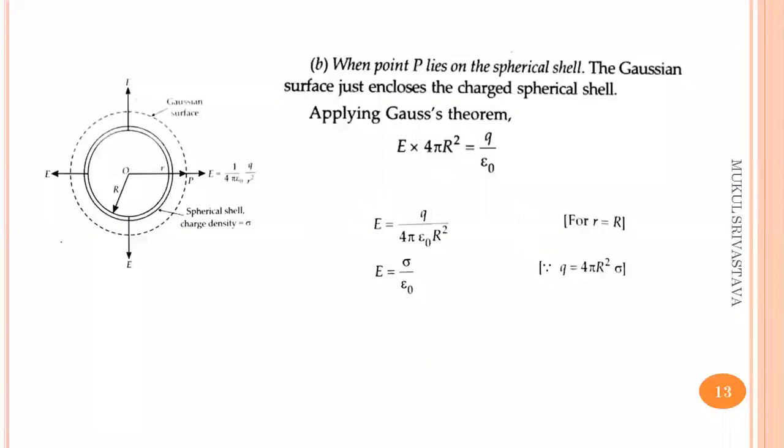Now, in the second case, we are going to find the electric field at point P, which lies on the spherical shell. In that case, phi equals 4 pi r square into E. And as per Gauss theorem, phi equals Q upon epsilon naught. So we put the value of phi, E 4 pi r square equals Q upon epsilon naught. Ultimately, we get E equals 1 upon 4 pi epsilon naught Q upon r square. And again, we know that Q equals 4 pi r square sigma. So we put the value, and ultimately we get E equals sigma upon epsilon naught.